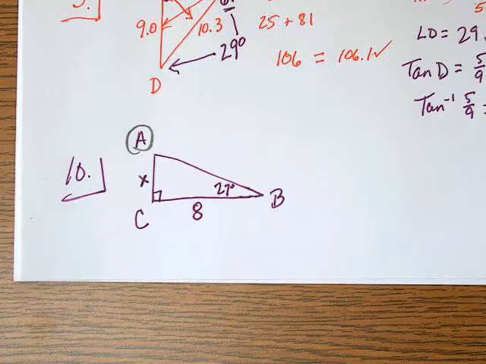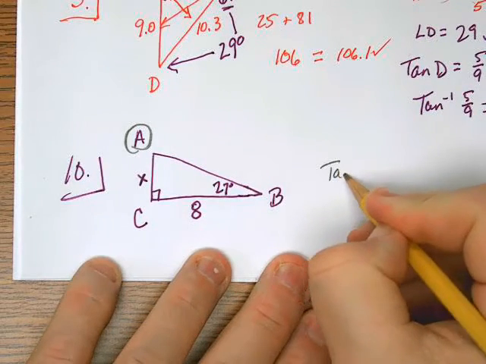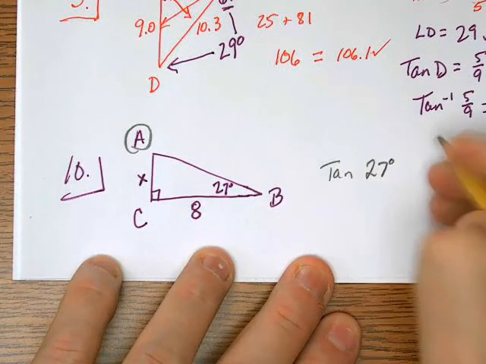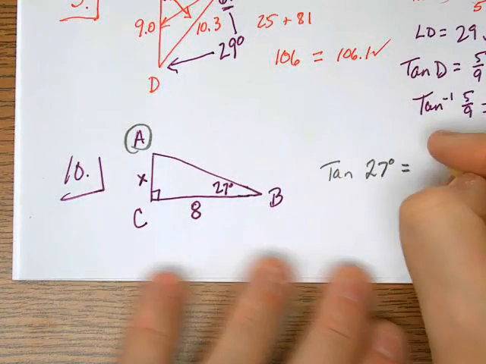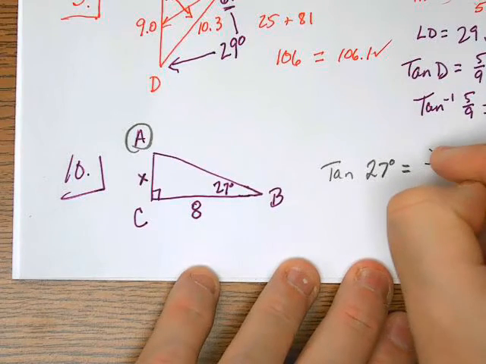Anybody else want to help out Chaz? Darren does. Okay, Darren? No? Rebecca knows. Let's ask Rebecca. Outstanding. Tangent of 27 is equal to x over 8.